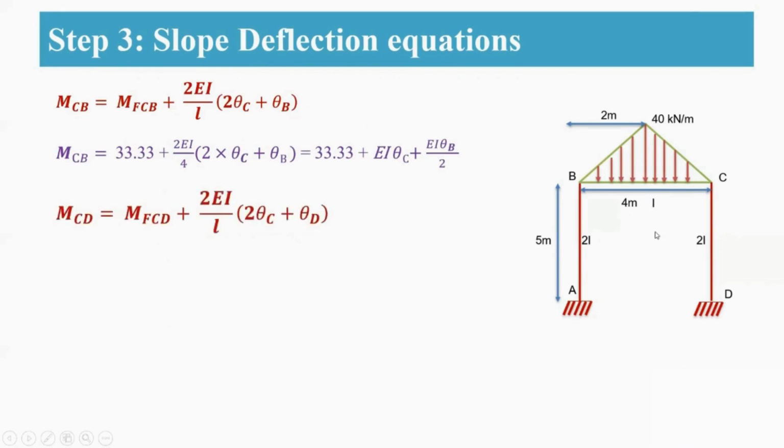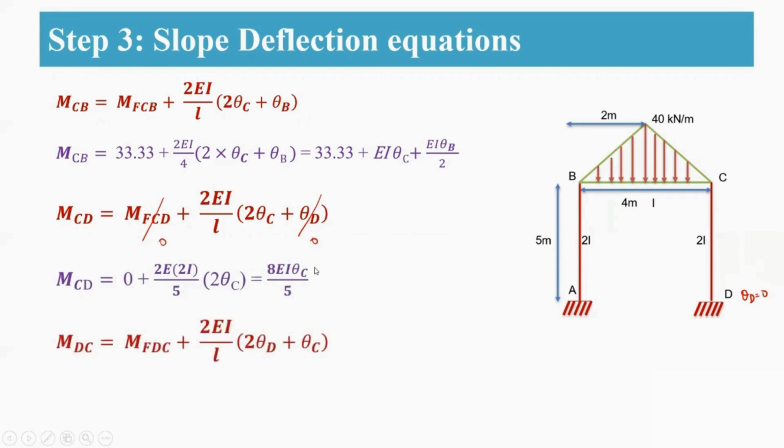And then MFCD, again, here you are having theta D equal to 0. Therefore, here there is no external moment and theta D is also equal to 0. So by substituting this, you are going to get it in terms of theta C. Similarly, MFDC also. Here also there is no fixed end moment for DC, whereas theta D is also equal to 0. So these are your simplified equations.